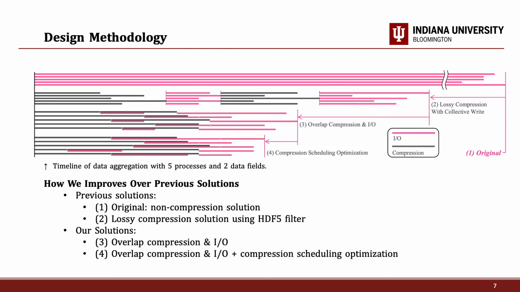You can see the original solution will just write the data to the storage system, which is all pink. The pink in this figure demonstrates the I/O time, and the gray bar is the compression time. The previous solution that uses lossy compression as a filter is that each processor will have to wait until the slowest processor finishes its task to start the next task, the I/O or compression. And our solution can overlap the compression and I/O.